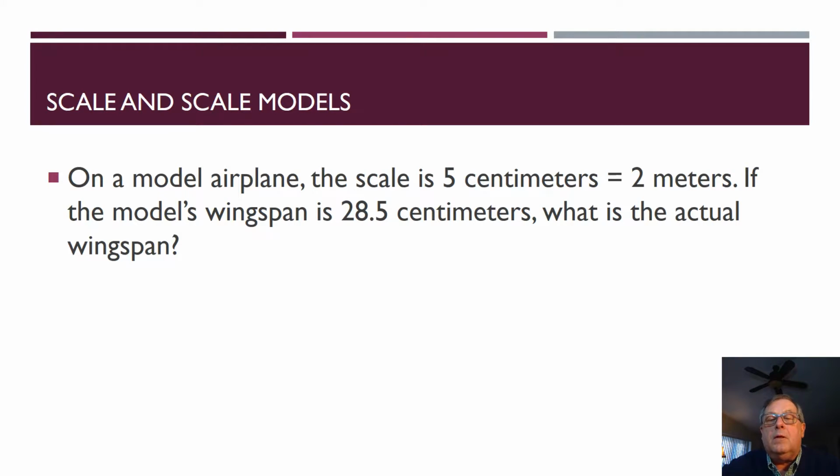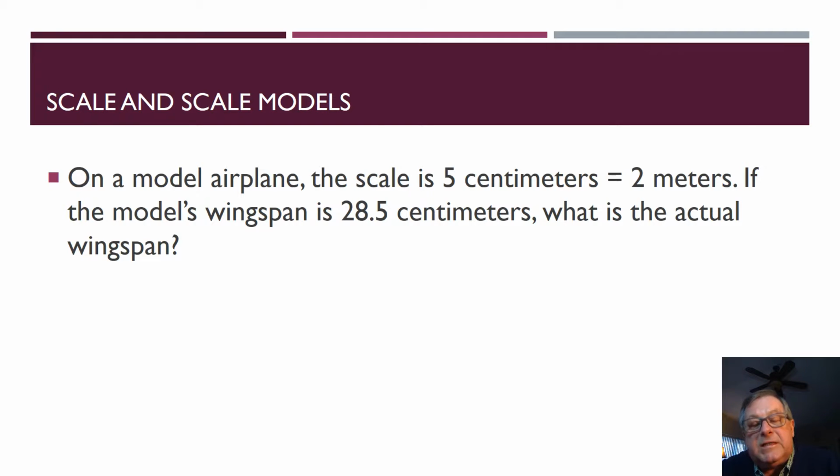We want it to be the same proportions as the actual airplane, and obviously we can't often deal with building a real airplane. Certainly, you're not going to build one in your living room. And so here we've got a problem. It says on a model airplane, the scale is 5 centimeters, and that equals 2 meters. So our scale is 5 to 2, 5 centimeters to 2 meters. And so if the model wingspan is 28.5 centimeters, what is the actual wingspan of this airplane?